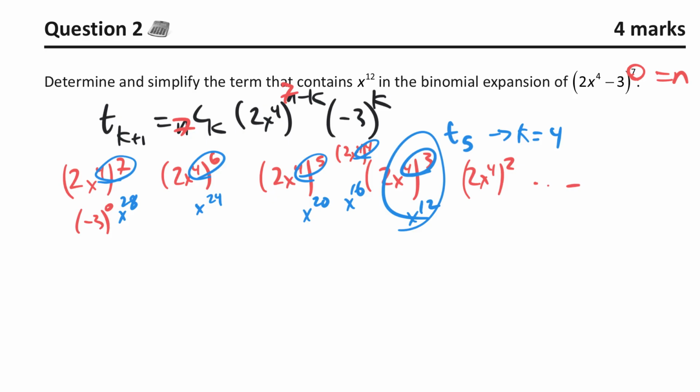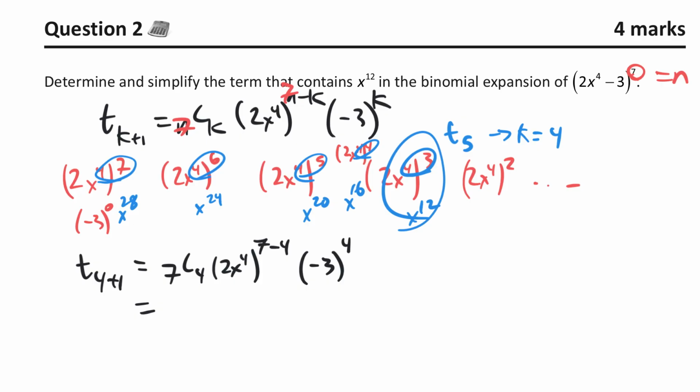So now that I have my k and I've determined the term, I can go back to that term formula I was trying to work with. T4 plus 1 is equal to 7C4, (2x to the 4) to the 7 minus 4, (minus 3) to the 4. Now we do have a calculator handy, so we can go ahead and calculate 7C4. That's going to be 35. 7 minus 4 is 3, so (2x to the 4) to the 3. Minus 3 to the 4 is going to be 81.